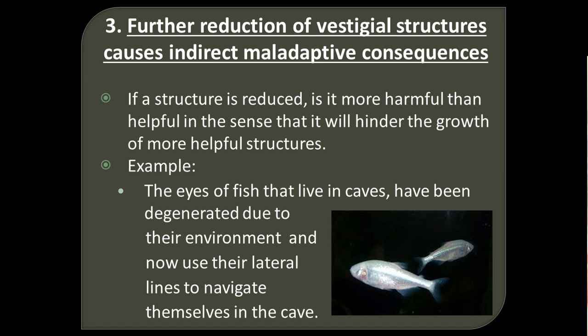3. Further reduction of vestigial structures causes indirect maladaptive consequences. This would mean that if a structure is reduced, it is more harmful than helpful in the sense that it will hinder the growth of more helpful structures. An example of this would be the eyes of fish that live in caves. Their eyes have been degenerated due to the environment, and now they use their lateral lines to navigate themselves through caves.